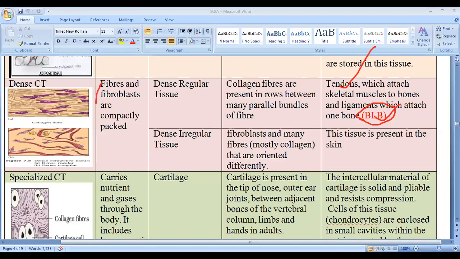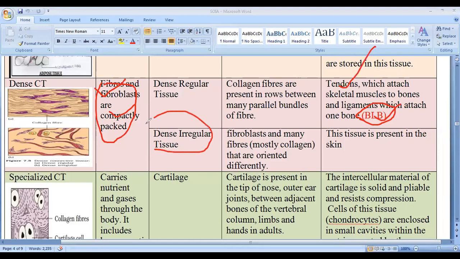And here if you see the DCT, dense connective tissue, it is basically made up of fibers, and fibroblasts are compactly packed. In case of the loose, they are loosely packed. In case of the dense, the fibers and fibroblasts are compactly packed, okay.